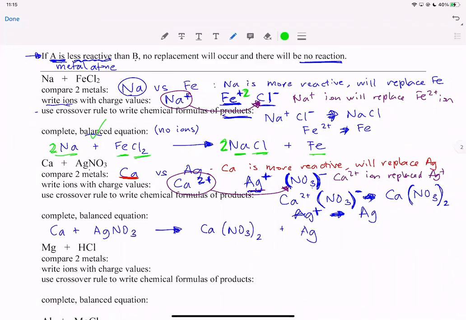You should only add coefficients, never change any subscripts. So there's 2 of the NO3 is what I can see here. So in order to get 2 of this NO3, I need to put a 2 coefficient in front of AgNO3. That also changes the number of Ag or silver. So you need to put a 2 over here in front of Ag on the right. And then there's 1 calcium on both sides, so don't need to change anything there. Now this is balanced, and this is your complete balanced equation.